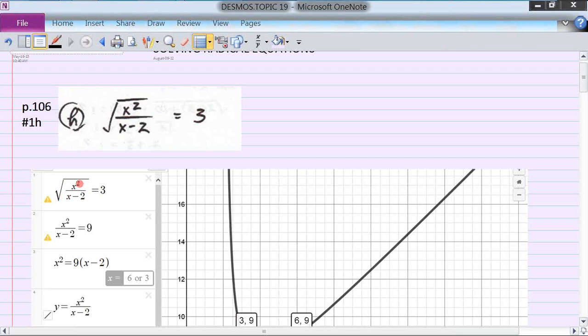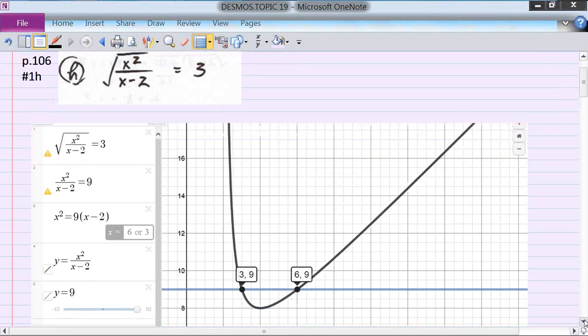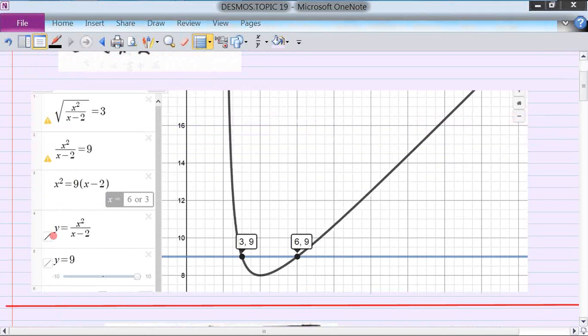And I get a little triangle here. It doesn't like this equation. So what I did is I squared the left side of the equation, I get this, and I squared the right side, and I get that, and it still doesn't like it. So what I did is I cross multiply: x squared, this is 9 over 1, x squared times 1 equals 9 times x minus 2, and lo and behold, it gives me two solutions here, 6 or 3.